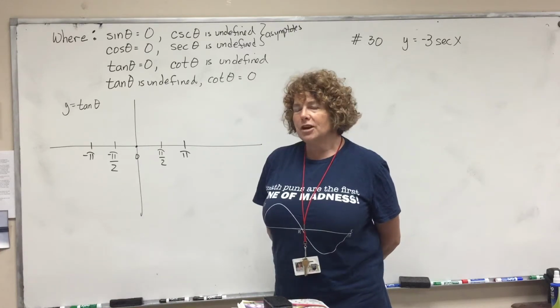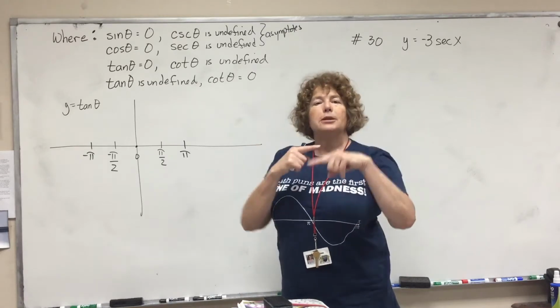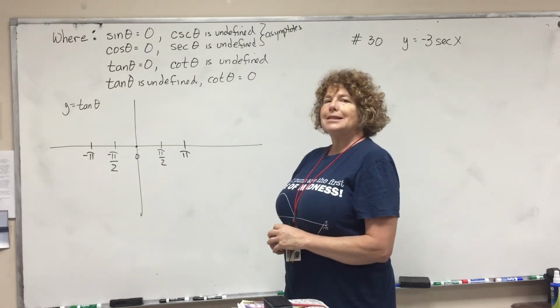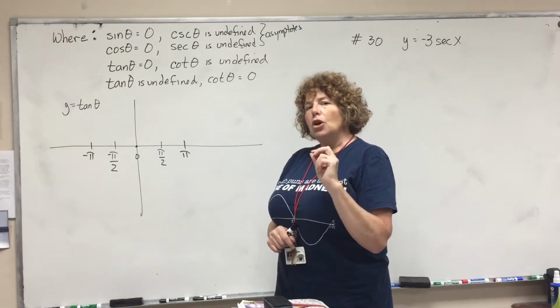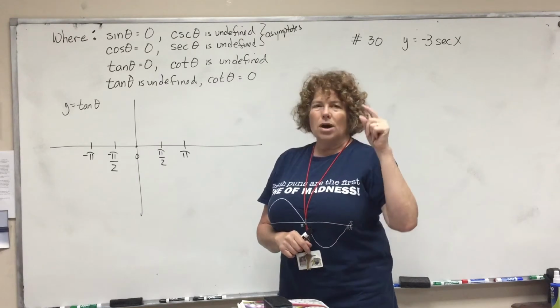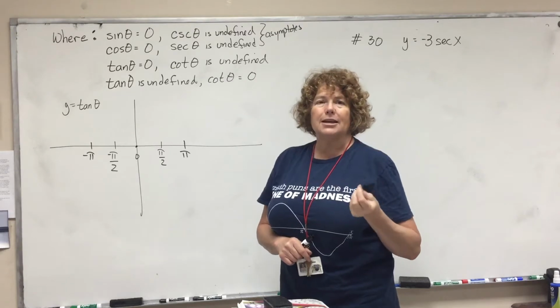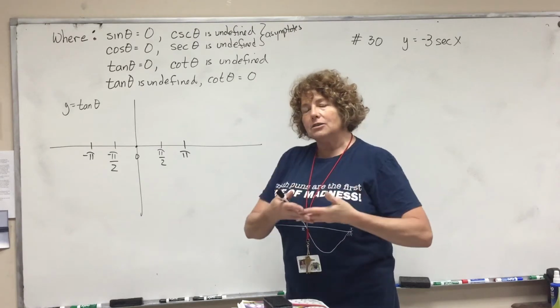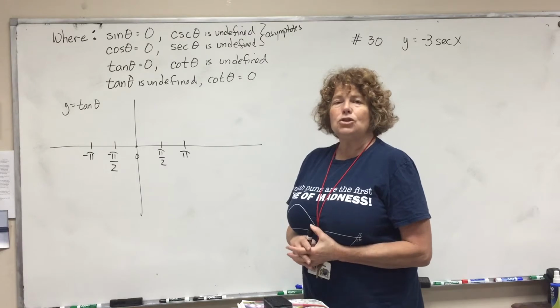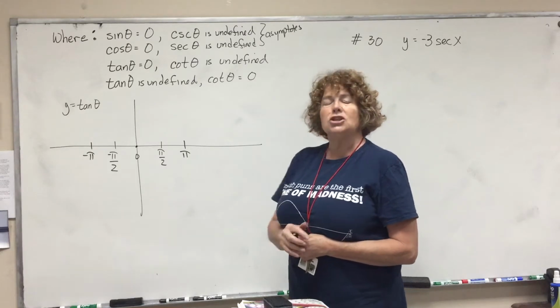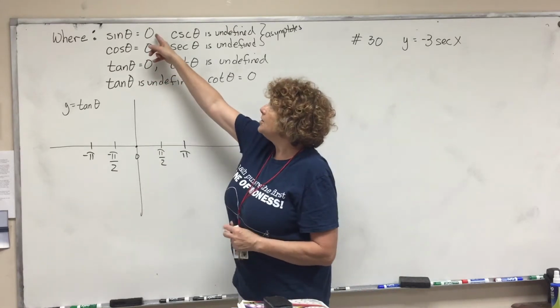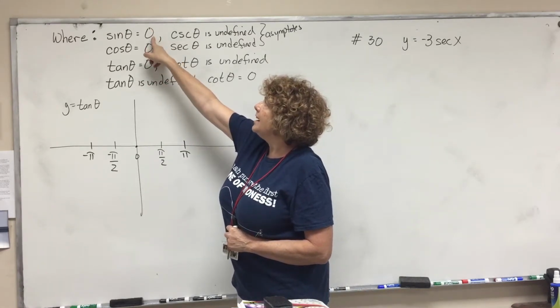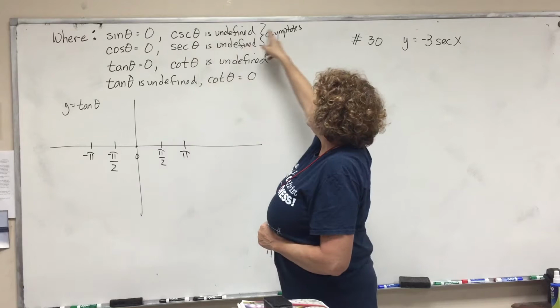A reciprocal function is a function that's been flipped over. So in other words, 1 over the sine is the cosecant. So if the sine is 0, 1 over 0 is undefined, and that's where you're going to find your asymptotes. So if it asks you where your asymptotes are located, just look on your unit circle and find out where the sines are 0. Where the sine is 0, the cosecant is an asymptote.